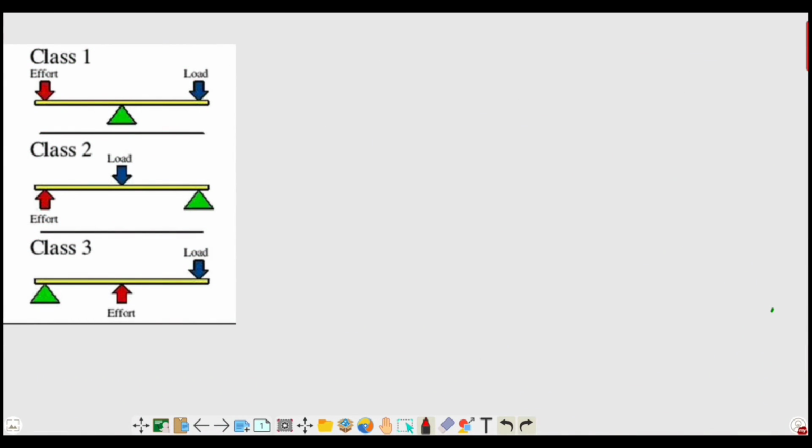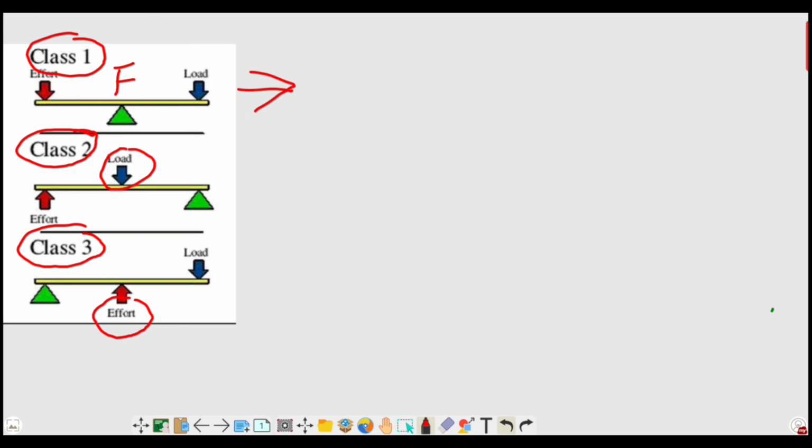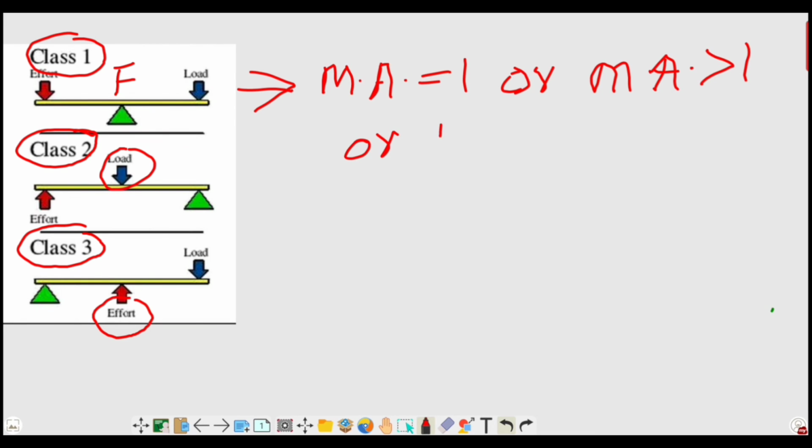Students, now whenever fulcrum is in between, we have discussed it is class 1 lever. Whenever load is in between, it is class 2 lever. And whenever effort is in between, it is the class 3 lever. Apart from that, we have discussed that class 1 lever MA can be equal to 1 or MA can be greater than 1 or MA can be less than 1.